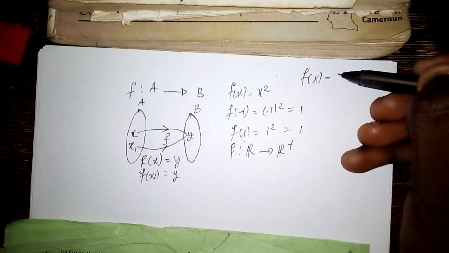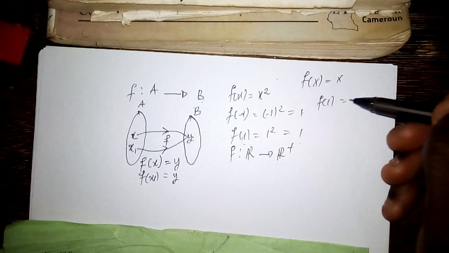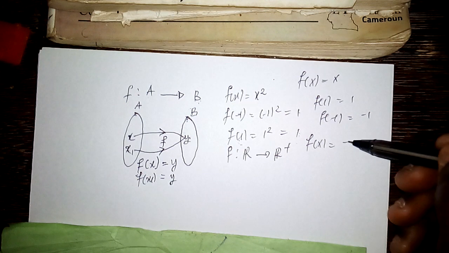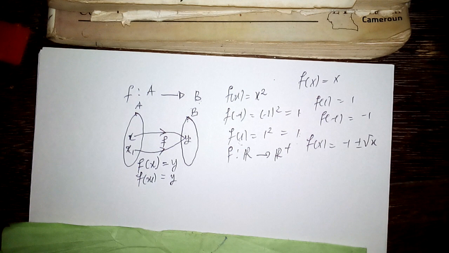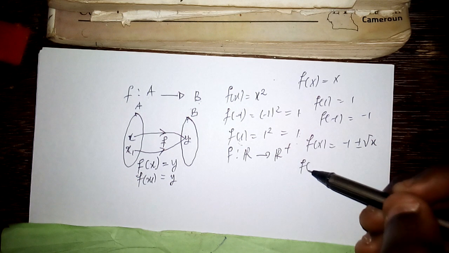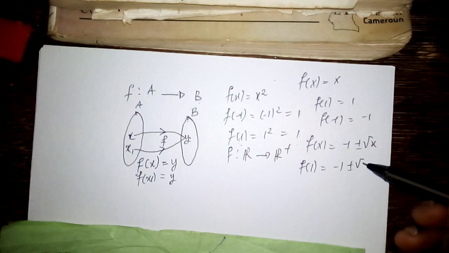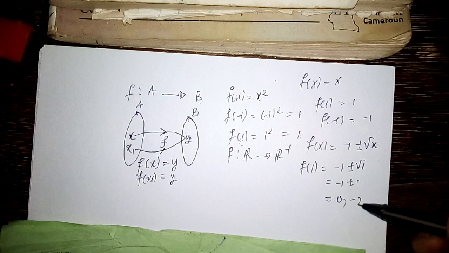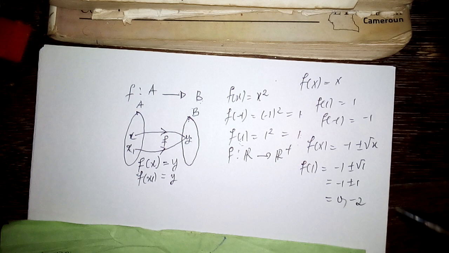Now in terms of a one-to-one relation, let me just say, for example, f of x equal to x. You see that f of 1 is equal to 1, f of negative 1 is equal to negative 1. But if now I give you f of x equal to negative 1 plus or minus the square root of x, this is not a function. Why? Because if I take f of 1, for example, I'm going to get negative 1 plus or minus the square root of 1, which is negative 1 plus or minus 1. So it is either negative 1 plus 1, which is 0, or negative 1 minus 1, which is negative 2. So we see that an element in the domain of definition has two different images. It is not a function. We now call it a mapping.